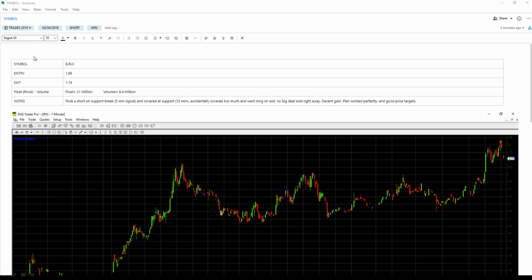So right here, you see how he's doing it. He's got symbol, entry, exit, float, notes. And I like to point out what he did here. Took a short on support break 5-minute signal and covered at support 15-minute. Accidentally covered too much and went long on exit. No big deal, sold right away. Decent gain, plan worked perfectly, and good price targets. That's as simple and as detailed as it really needs to be.